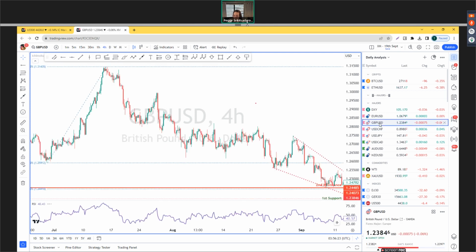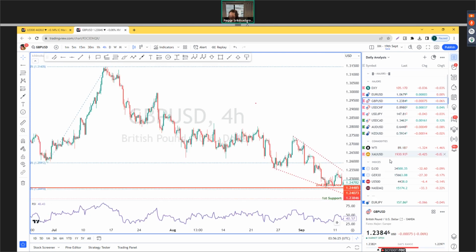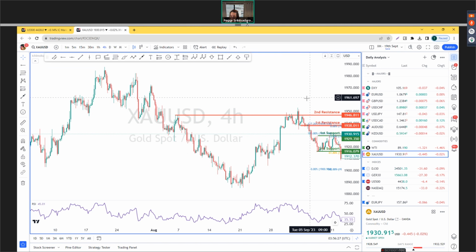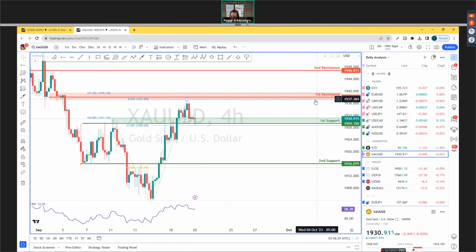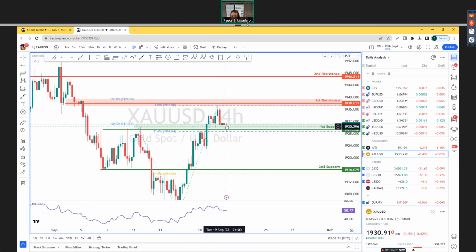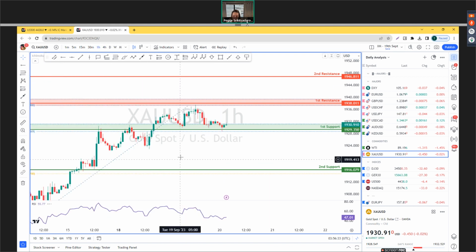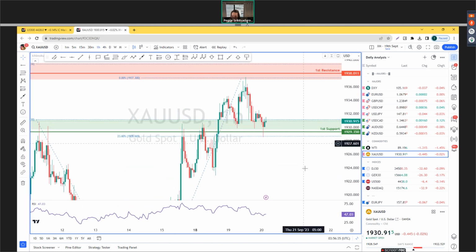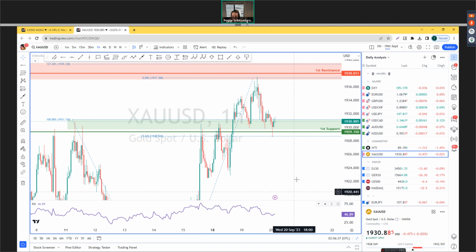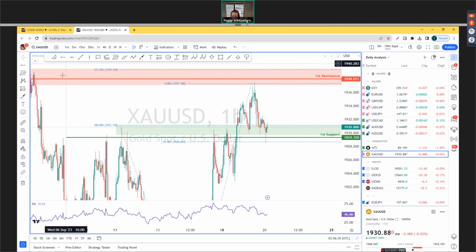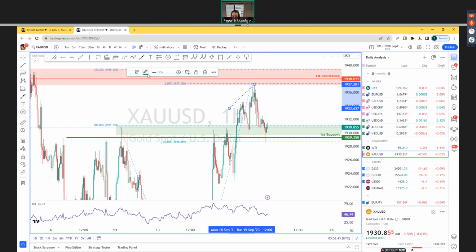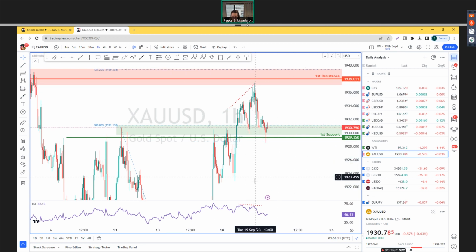Let me look. I already told you, I already have my buy position here. If you traded last night, you will see that there is a valid divergence here for gold. That's why I sold from this level, because it's at my resistance level as well.